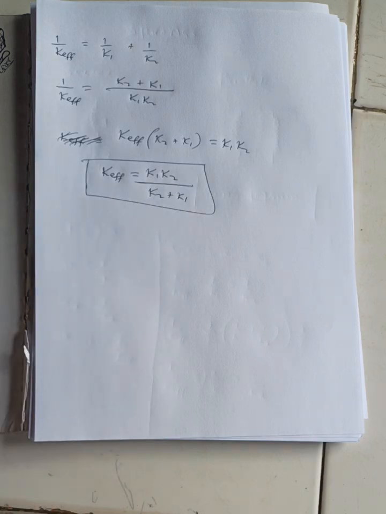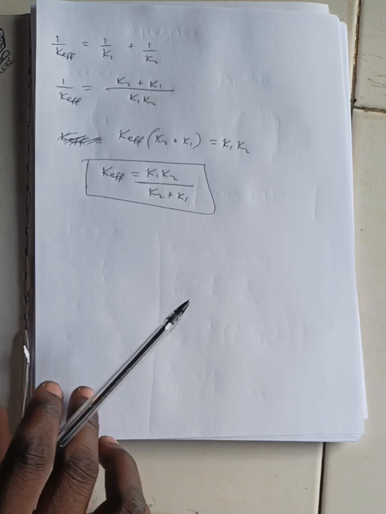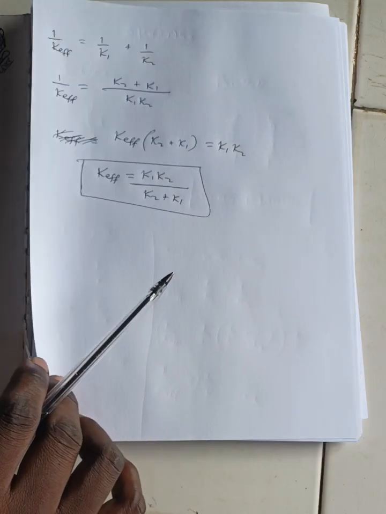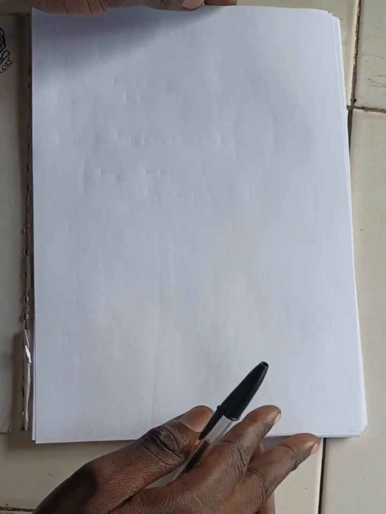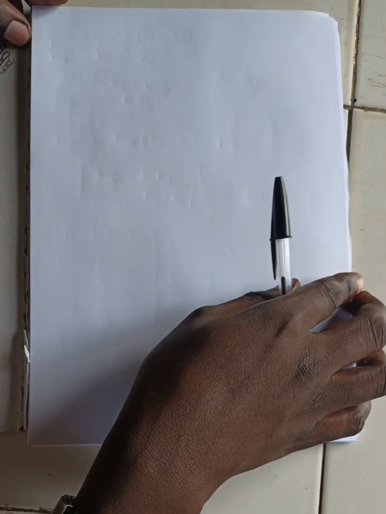So for the series one, it's done. We can leave it like that. We'll go to the parallel ones. How do we find the formula that can help us find the effective spring constant for springs connected parallel to each other? This is how you do it.